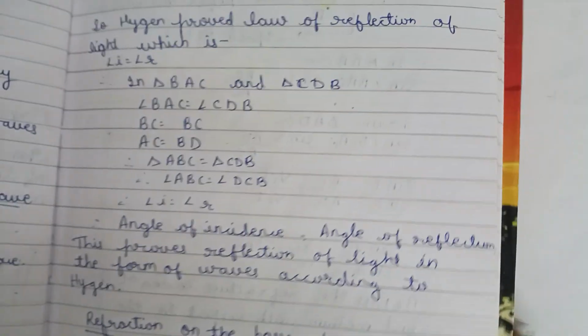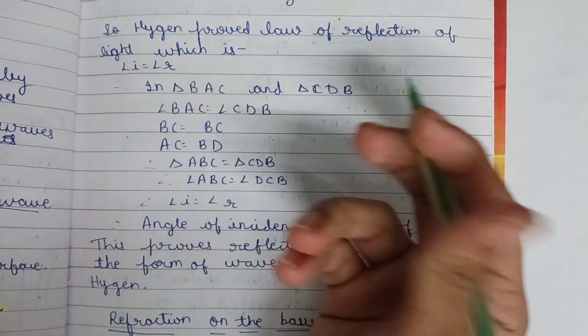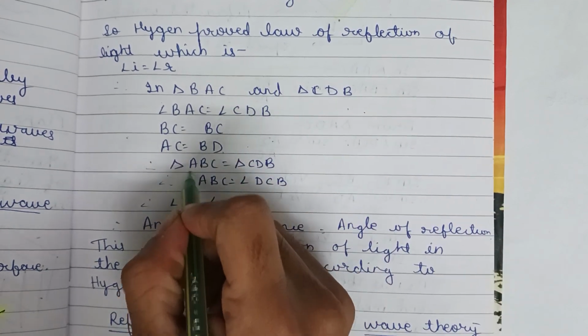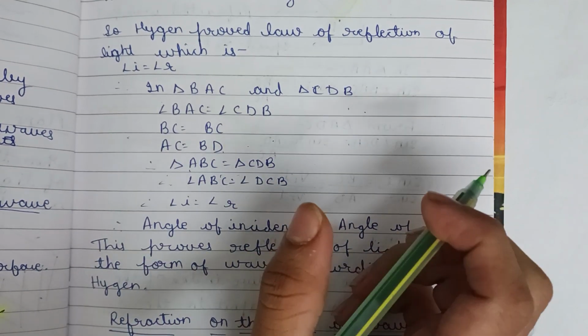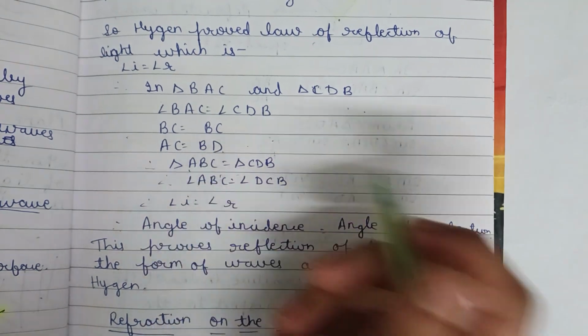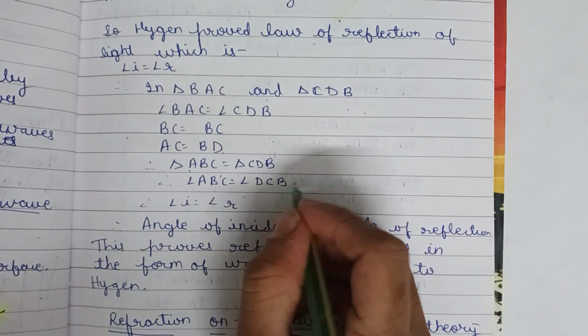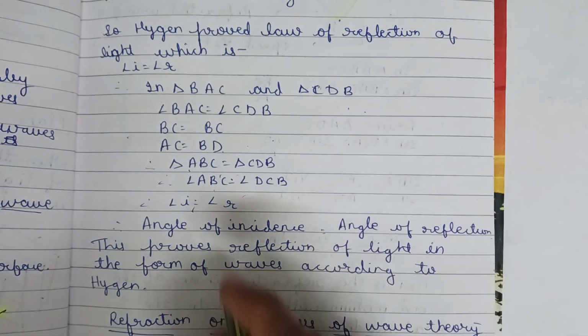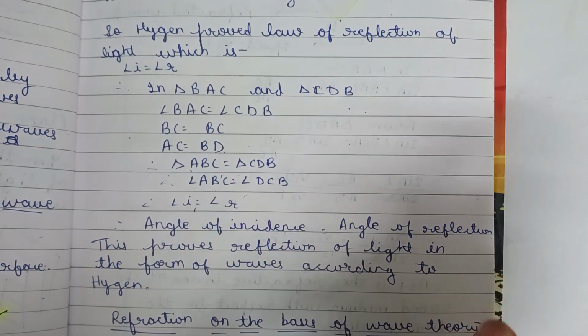Now let's see how he proved that angle BAC is equal to angle CDB, BC is equal to BC, AC is equal to BD, and triangle ABC is equal to triangle CDB. So by this the angles will also be equal, angle ABC is equal to angle DCB, and by this angle i will be equal to angle r, and thus the law of the angle of incidence and reflection was proved by Huygens.